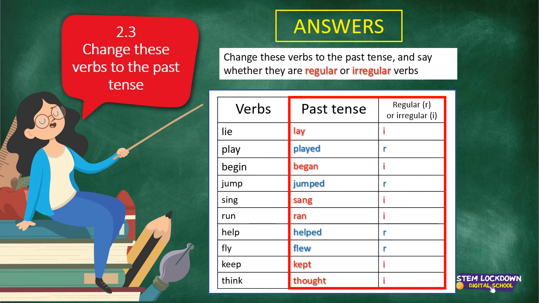How did you do? Do you see all the ones in red are irregular and all the ones in blue are regular? I do hope that you understand the difference between regular and irregular verbs. Well done.